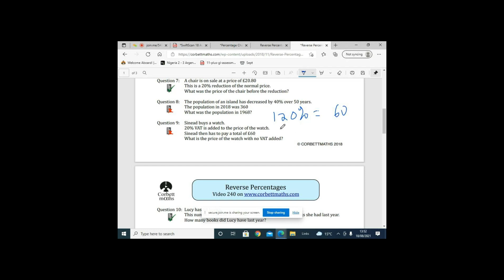So what you have to do is find the 10% first, divide both sides by 12. So 120 divided by 12 is 10. So it's going to be 10%. Then this one is 5. So 10% equals 5. So 100% will be equal to what? 50. So that means it was £50 without VAT.